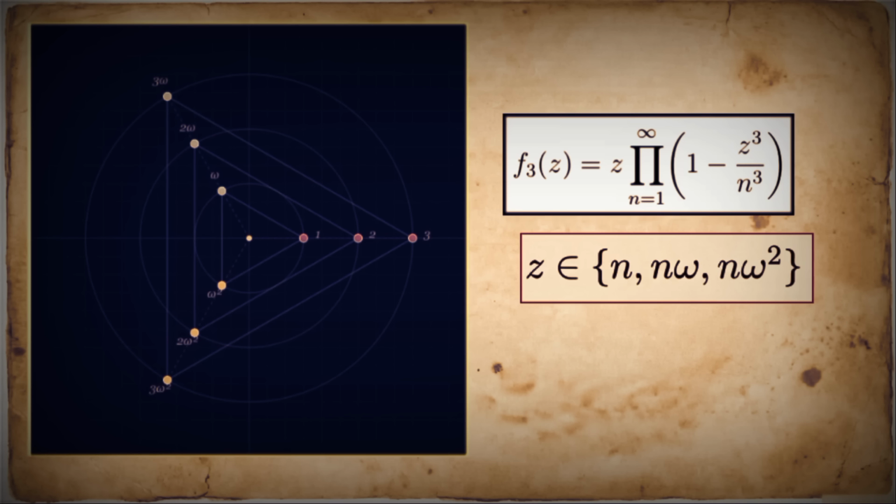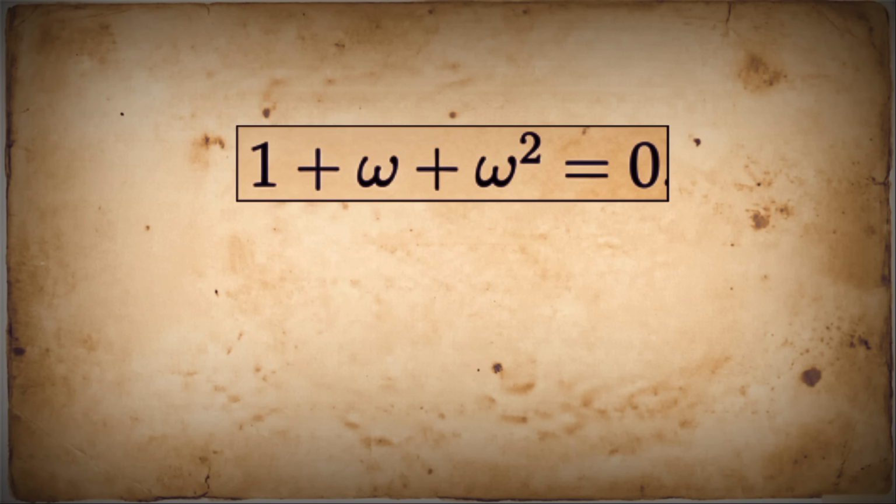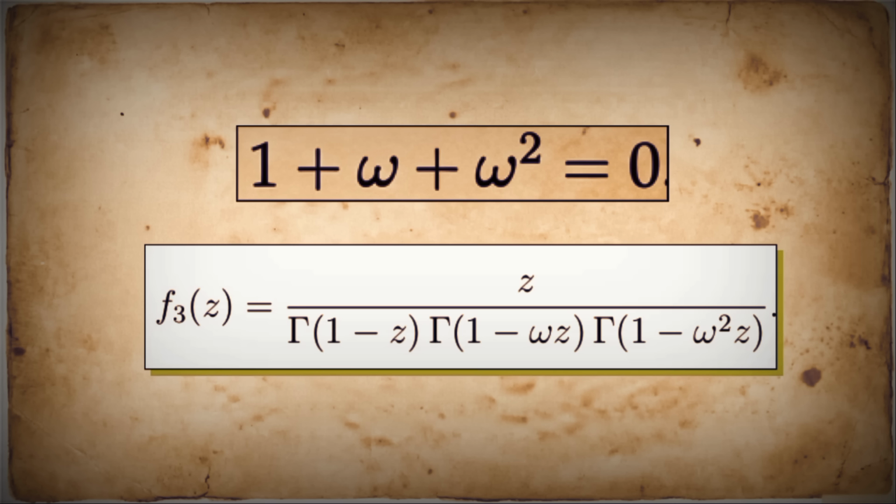The zeros have threefold symmetry. The primitive third root of unity, call it omega, satisfies omega cubed equal to 1, and 1 plus omega plus omega squared equals 0. The gamma branch gives z divided by the product of gamma at 1 minus z, gamma at 1 minus omega times z, and gamma at 1 minus omega squared times z.